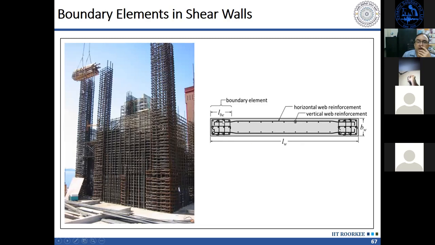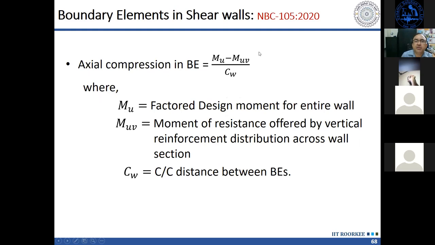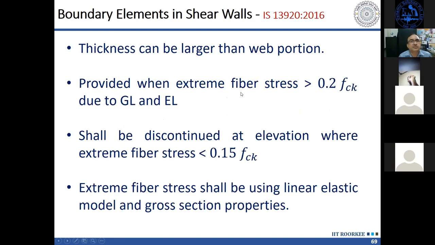Okay. So taking into account the actual distribution, we can model it in any software, section designer or any software, and we can plot the PM interaction curve, and then we can use that for design. This is a simplified formula where you can calculate the axial force in boundary elements, and then you can design the boundary elements as short columns. So it is a simplified method, an approximate method.